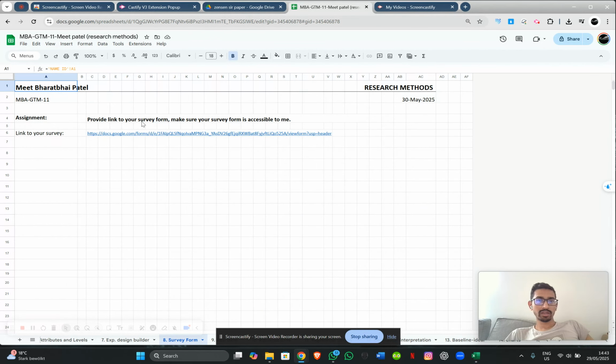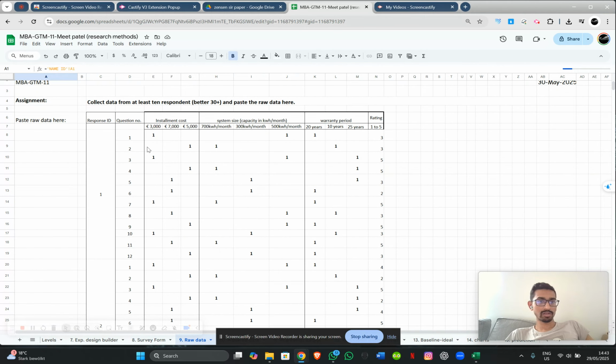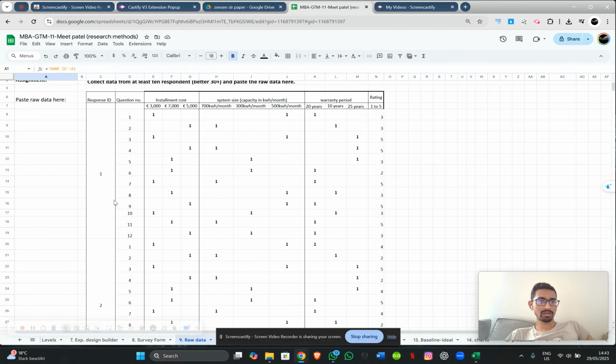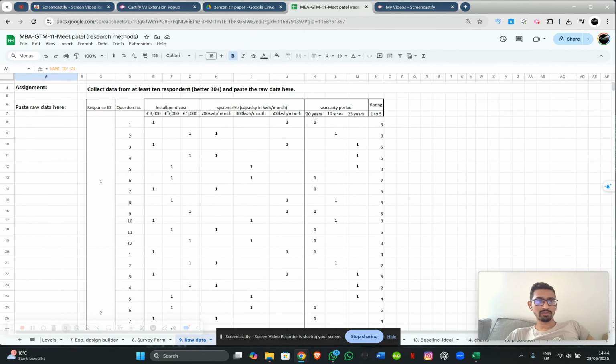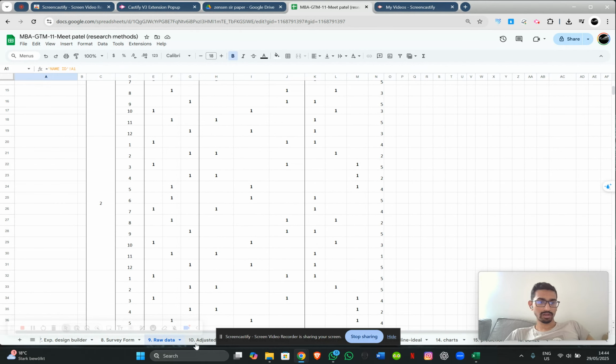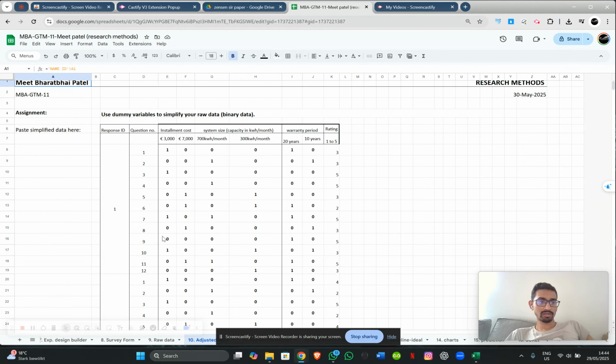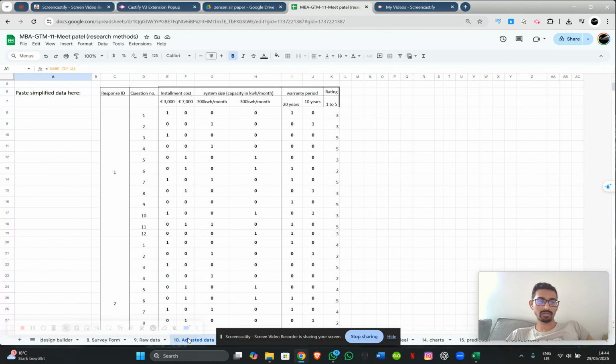This is the survey form which I can upload in my Google Form so people can respond to it. This is the raw data: 12 rows of data, 12 response IDs, and the ratings. These are the adjusted raw data, like installation cost of 3,000 and 7,000, system size of 700 and 300, and warranty period. And there are some ratings which I got in my reference.